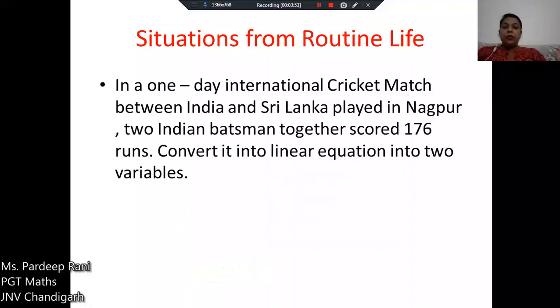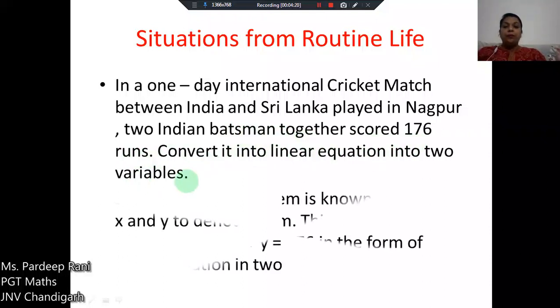Dear students, nowadays everyone is fond of cricket matches. Now we are taking one more situation from cricket matches. In a one-day international cricket match between India and Sri Lanka played in Nagpur, two Indian batsmen together scored 176 runs. Convert it into a linear equation in two variables.